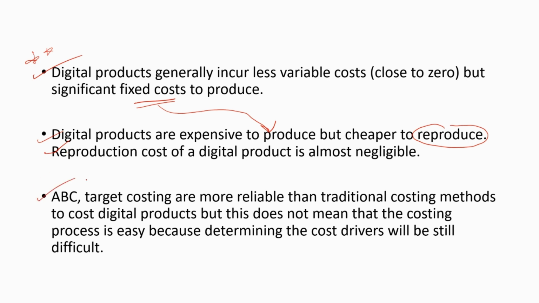Activity based costing or target costing are more reliable than traditional costing methods to cost digital products, but this does not mean that the costing process is easy because determining the cost drivers will be still difficult. This means we can use activity based costing or target costing in order to cost digital products. This does not mean that the activity based costing or target costing process will be easy because determining the cost drivers will be still difficult.